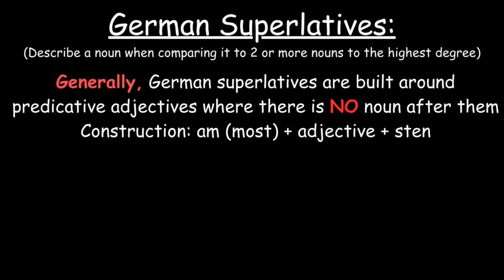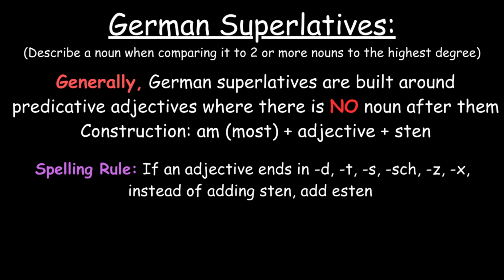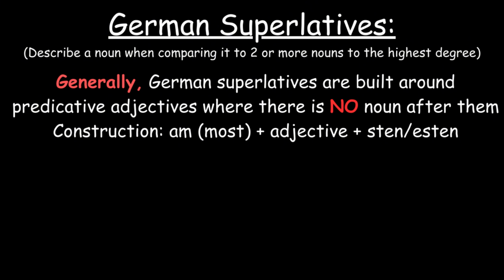So the construction would be am, plus an adjective, plus -sten. This is the general pattern for predicative superlative adjectives. However, there is a spelling rule we need to know. If an adjective ends in d, t, s, sch, z, x, instead of adding -sten, add -esten for easier pronunciation. This helps the flow of the word and makes it sound smoother, and it happens because these endings can make a superlative sound a bit clunky if we just add -sten. So, to avoid having too many consonants, we add -esten instead.